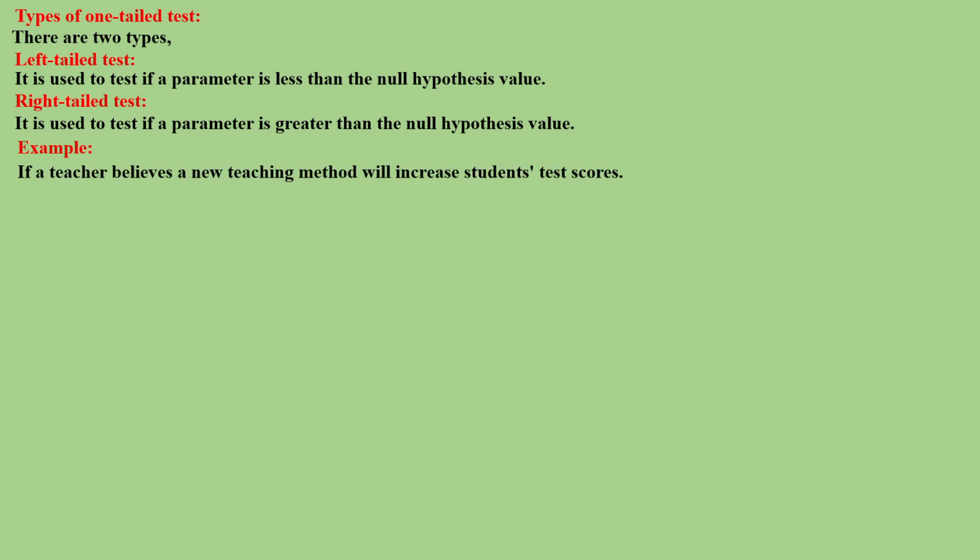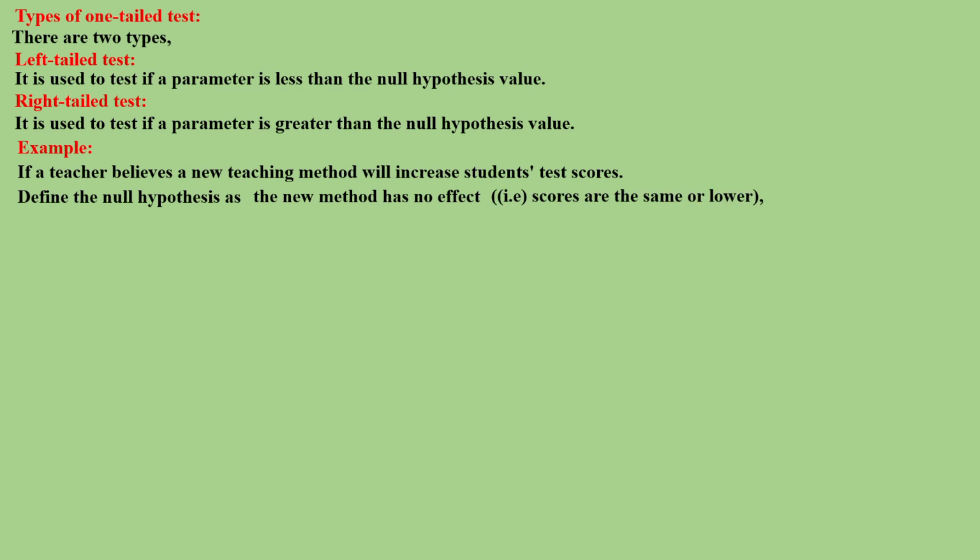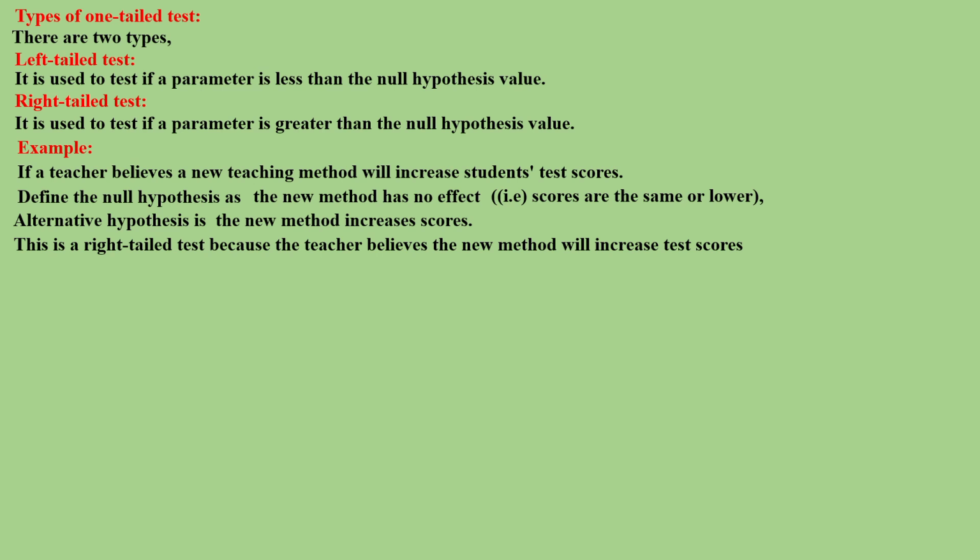So if a teacher believes a new teaching method will increase the students' test score, define the null hypothesis as the new method has no effect. Scores are the same or lower, right? That means the alternate hypothesis is just the opposite: the new method increases the scores. This is a right-tailed test because the teacher believes the new method will increase the test score.